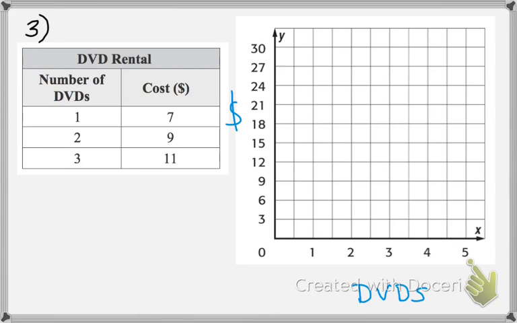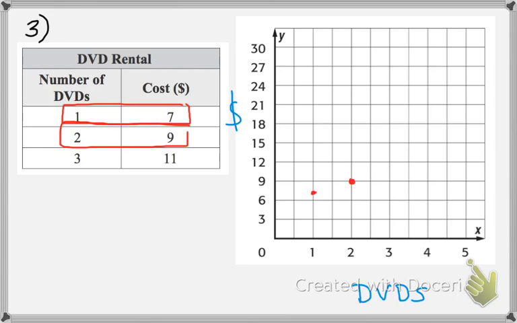Okay, so let's look at our first ordered pair. So number of DVDs. So one DVD costs $7. Okay, so we go to the 1 on the x-axis, go up to 7. So that's going to be like here. Okay, so this is going by 3s. Okay, our next ordered pair, we have 2 DVDs cost $9. So go to 2 DVDs, and let's go up to $9.